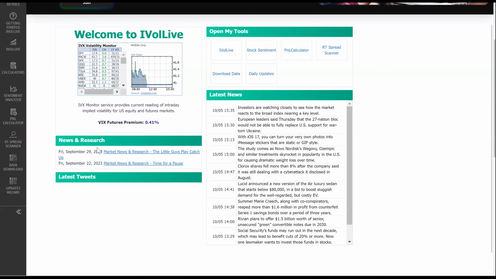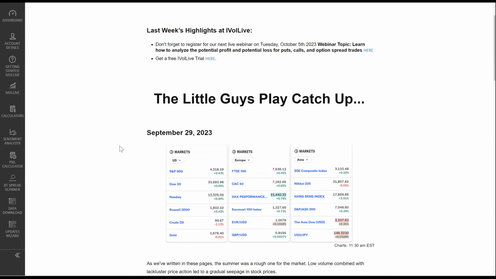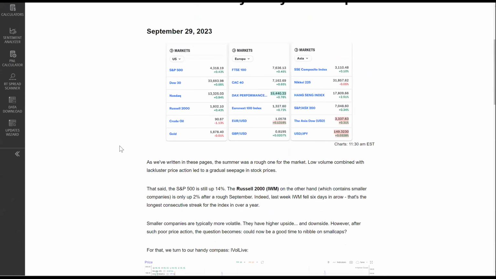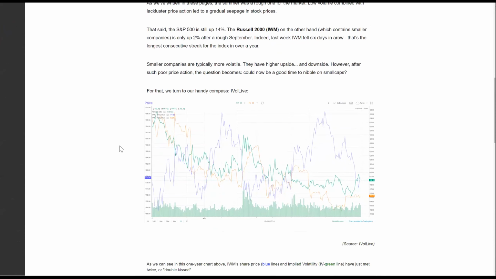Under news and research, this is actually editorial that we put out in-house here at iVolatility. If you click on last week's issue, which came out on Friday, what you'll find is whatever topic we were very interested in for that particular week. In this case, we were studying the Russell 2000. So the Russell 2000 has been interesting.